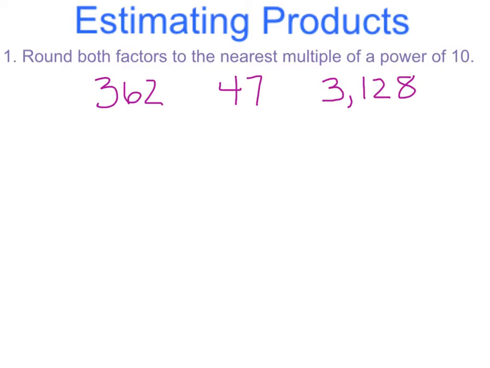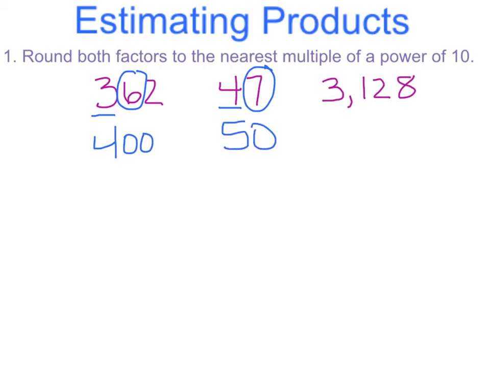When you round the number 362 to the nearest multiple of a power of 10, this means that you're going to round it to the largest place value. So I'm going to round the 3 using the 6, and that's going to tell me that this number rounds to 400. Next, with the number 47, I'm going to do the same thing where I use the biggest place value, which is the tens place, and I'm going to round that 4 using the 7, which is going to tell me that the 4 becomes a 5 and rounds my number to 50.